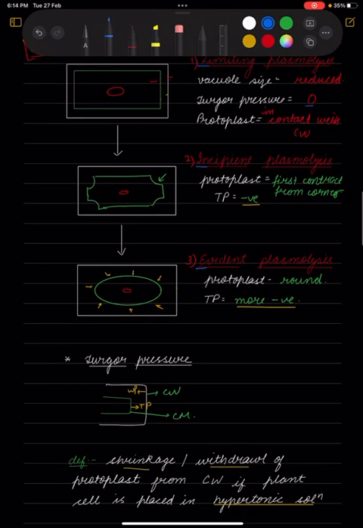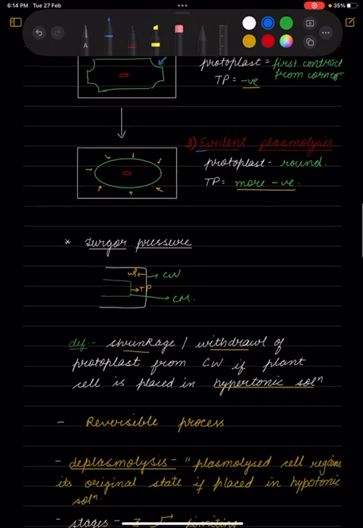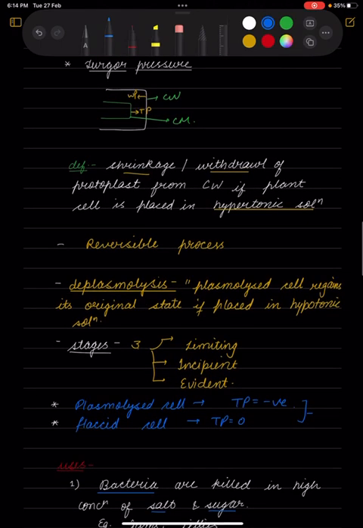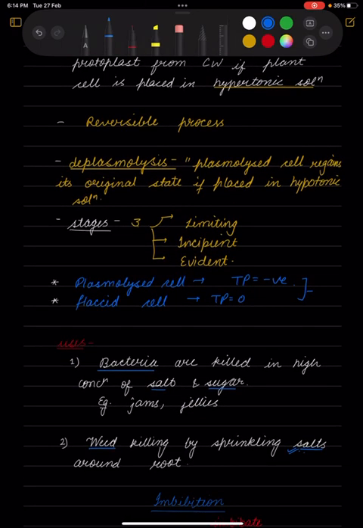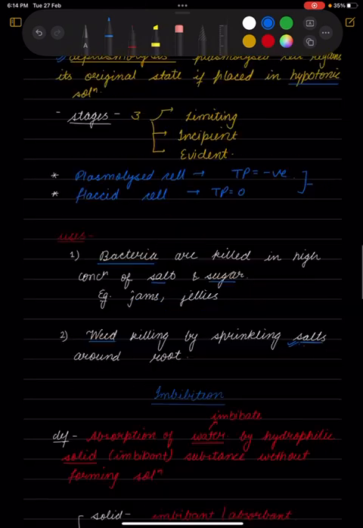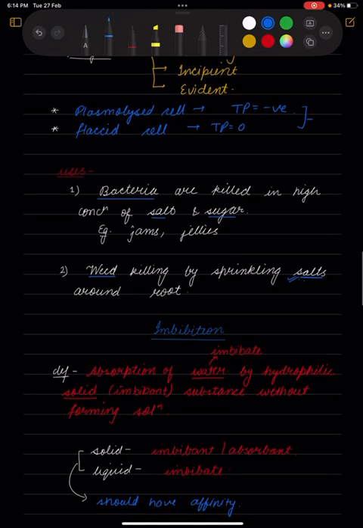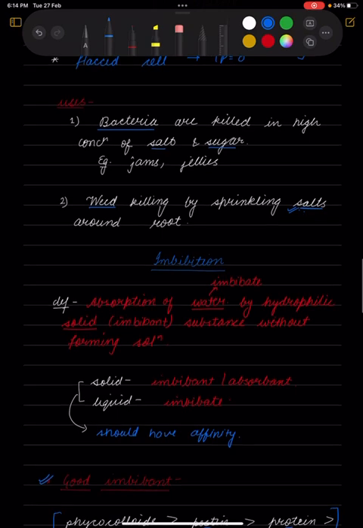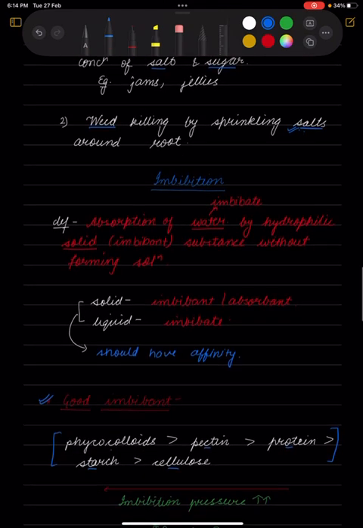In the second stage, the protoplast contracts from the corners. In the third stage, the protoplast will become round and the turgor pressure will subsequently be more negative. Okay, so the definition I have told you, it is a reversible process. So there is the term deplasmolysis if we place the plasmolysed cell in a hypotonic solution. Stages I have told you, and the turgor pressure in the plasmolysed cell is negative I have told, and in flaccid it is 0. Applications vary in weed killing and bacteria killing.